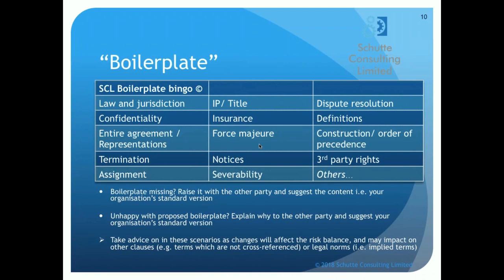You do get clauses in certain contracts which are not cross-referenced to others, so you need to have a really good understanding of the whole of the contract because there might be impacts in other areas. There may also be, as we talked about in webinar 1, implied terms which will also affect the risk balance. So do take care when talking about boilerplate. But in the event that you have a boilerplate which is missing, or you have a boilerplate which you're not very happy with, there's a couple of suggestions there. And always tie it back into your organization's standard version if such a thing exists.